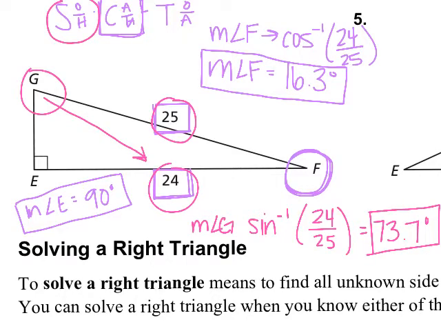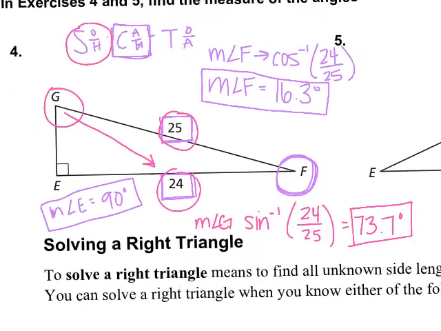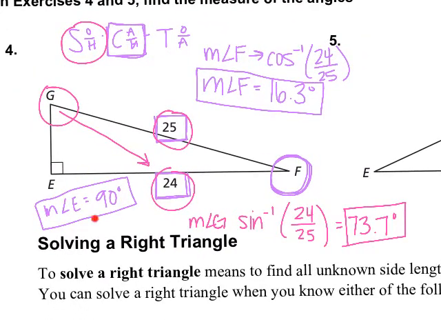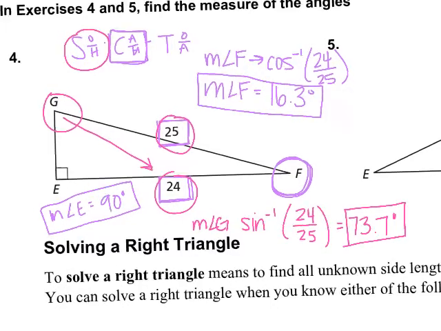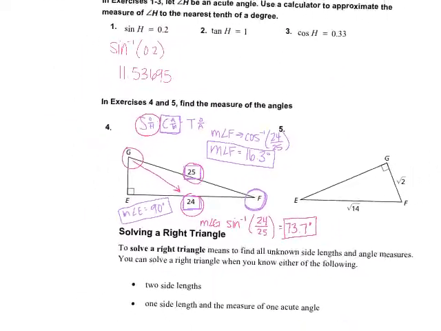A good way to check your answer is to simply add all of the angles up together. Notice my three angles are 90, 16.3, and 73.7. If I add all those up together, I do get my perfect 180. So that is a really good way to check your work.